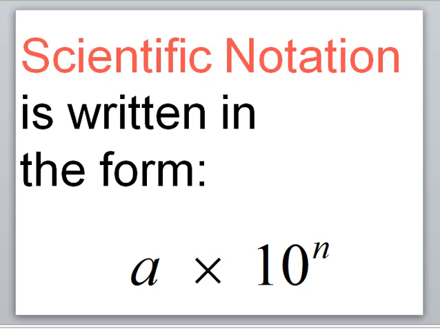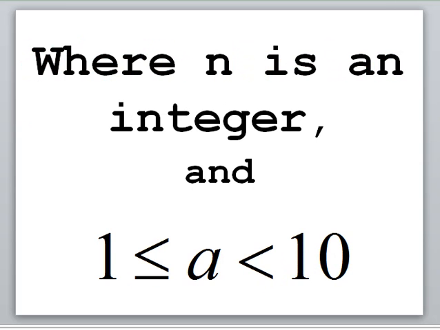Scientific notation is written in this form, so it's got a number times 10 to some power. Very important that you know that A, because I said it was going to be written as A times 10 to the nth power. This A has to fall between 1 and 10. It's got to be 1 or anything bigger, and smaller than 10, so it cannot be 10.